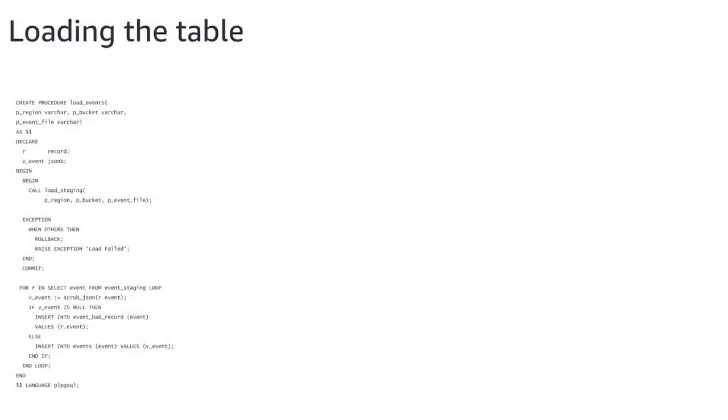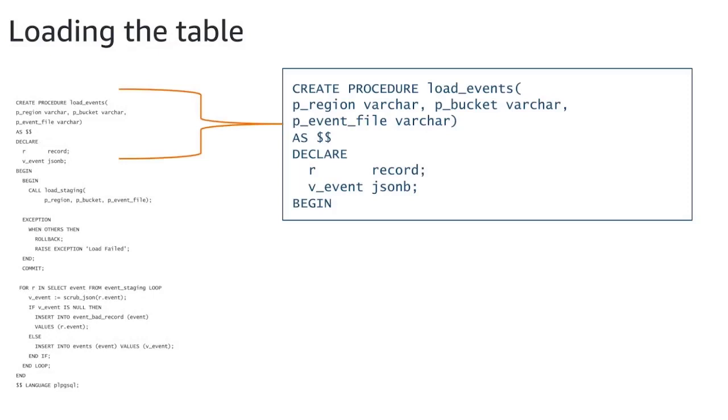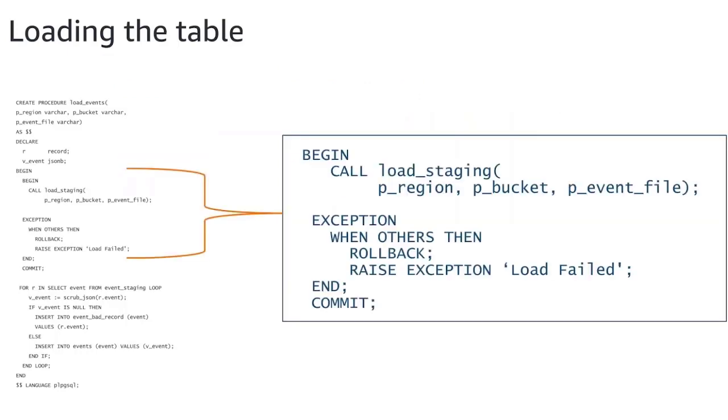Then we need to load the events table. So we'll create a procedure called load events. Now, the first thing it's going to do is call load staging. And if there are any errors, we're going to roll back. Remember, one of the first things we did was truncate the table. And one of Postgres's hidden superpowers is that commands like truncate can be rolled back. They are transactional. So if there's an error, anything we truncated will actually be recovered during the rollback.